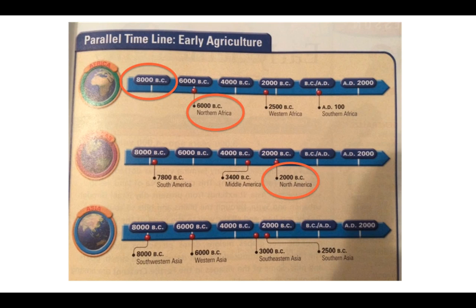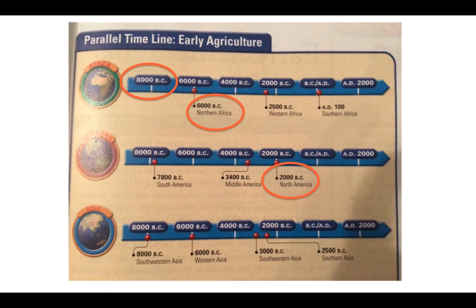I want to ask a question about which came first, farming in Northern Africa or farming in North America. In order to answer this question, I need to circle the keywords from the timeline that can help me find that information. I circled Northern Africa and North America because those are the same words that came from my question.